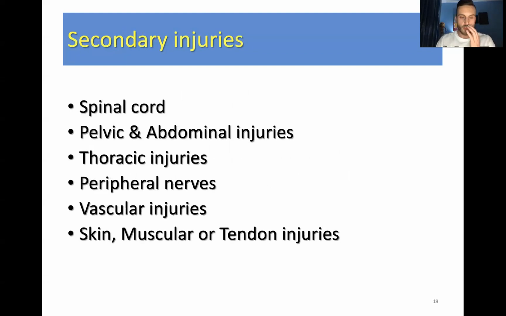The secondary injuries: we have spinal cord injuries, pelvic and abdominal trauma for sure, thoracic injuries, peripheral nerve and vascular injuries, and skin, muscle, and tendon injuries.